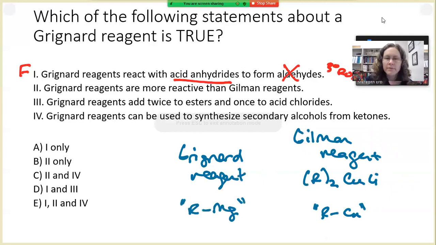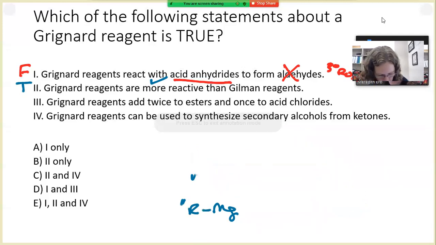Okay, and so there is a difference here. The Grignard reagent is more reactive because we have a more polarized bond with the R to magnesium versus the Gilman reagent, which is an R to copper bond. So statement number 2 is true. The Grignard reagent is more reactive than Gilman reagents. It's a stronger carbon nucleophile. All right, next up, let's take a look at statement number 3.